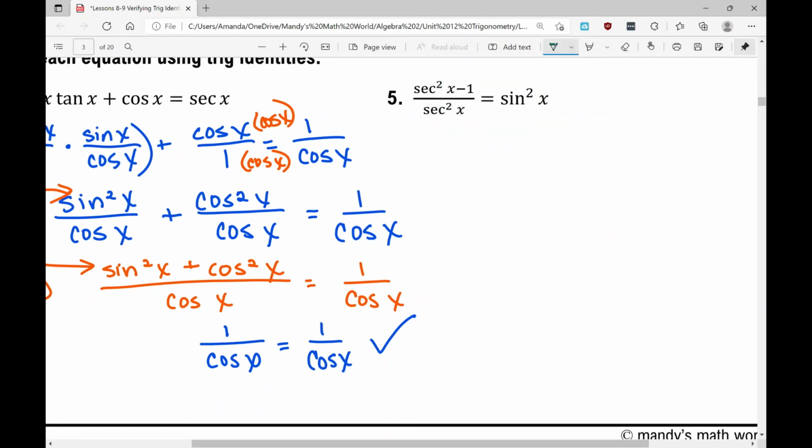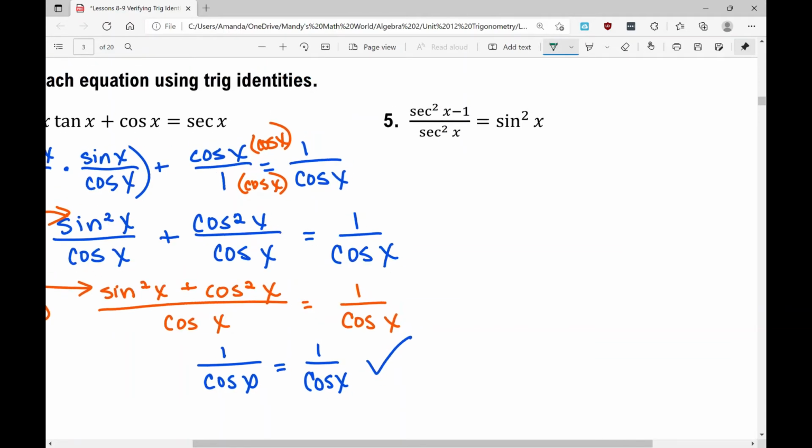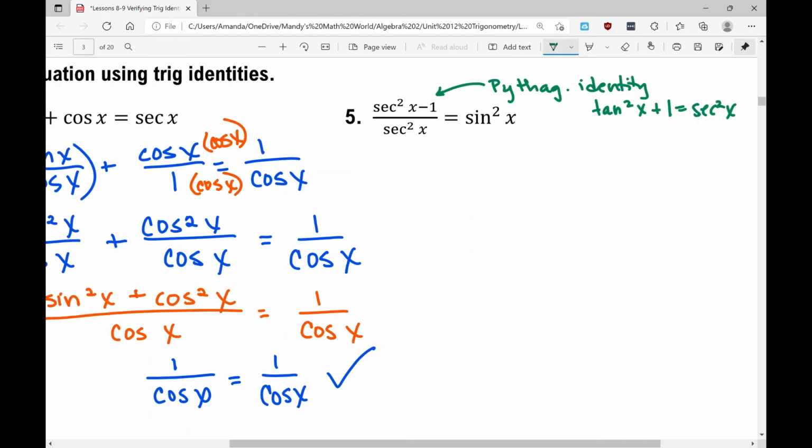In example number 5, we have secant squared x minus 1 over secant squared x, and that equals sine squared x. Okay, well, let's see. Secant squared x minus 1. Whenever I see a minus 1 or a plus 1 or something like that, I immediately go to my Pythagorean identities. When you look at your table, it doesn't at first just jump out at you, because your identity looks like this: tangent squared x plus 1 equals secant squared x. But I can rearrange it by subtracting 1 from both sides, so I get tangent squared x equals secant squared x minus 1. So I can rewrite it.